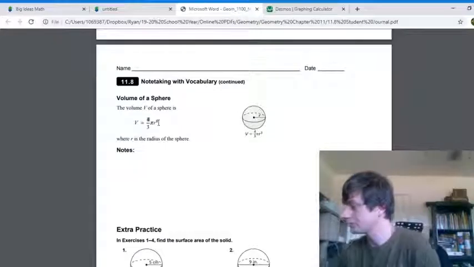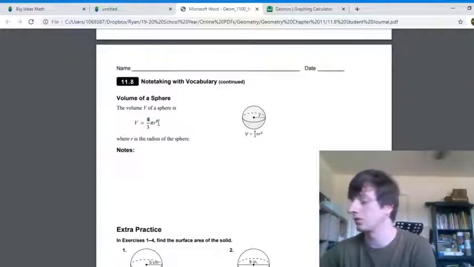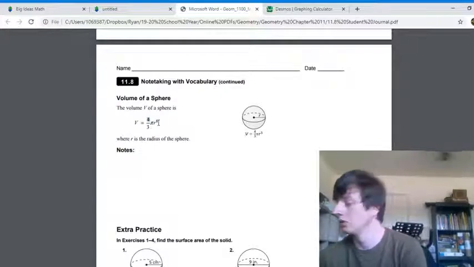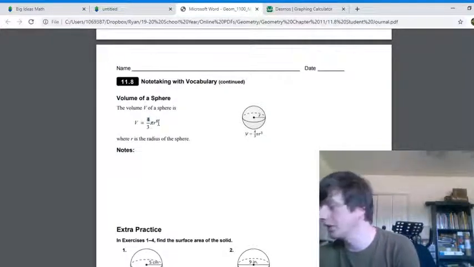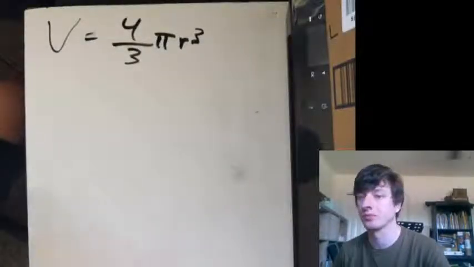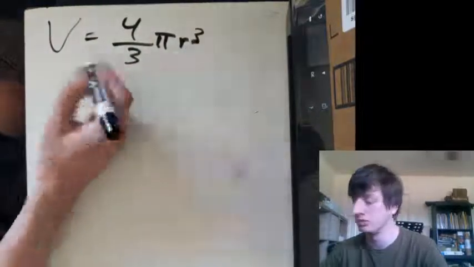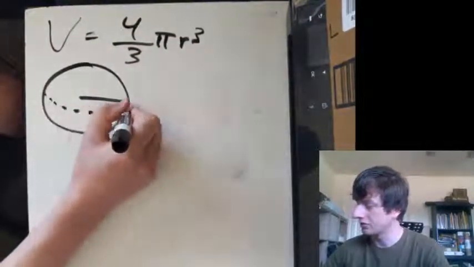So for volume, it's really similar to the surface area formula, except we have to divide that 4 by 3, and then we're going to multiply by another radius. So we get this one. 4/3 pi r cubed gives us how much stuff.